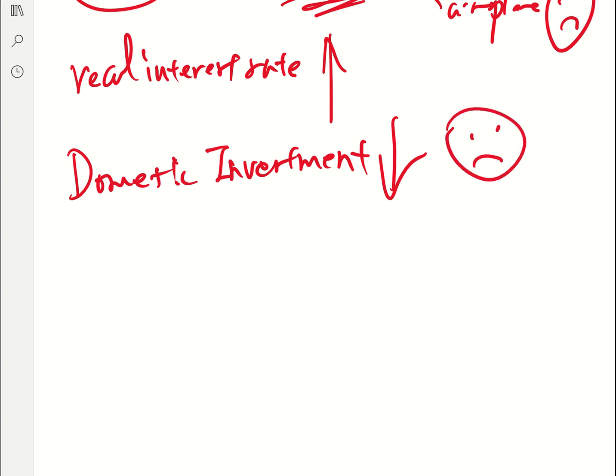Now next, whenever the exchange rate changed, oh my god, see, that's why I don't write everything out. Exchange rate. So whenever the exchange rate changed, especially went down, even though it's pretty good for net exports, it's very bad for domestic consumers.